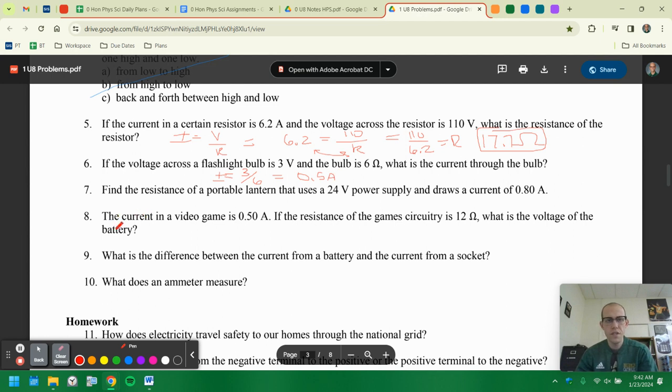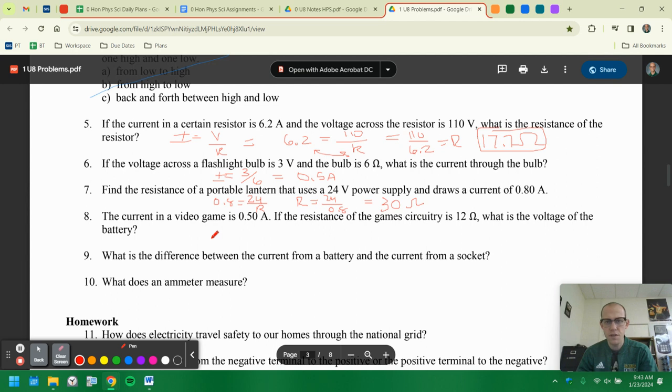Find the resistance of a portable lantern. It uses 24 volts, so 24, and draws a current of 0.8. So I need to find R. So I have 0.8. So I'll do the old switcheroo here, and resistance equals 24 over 0.8, and that's going to equal 30 ohms.